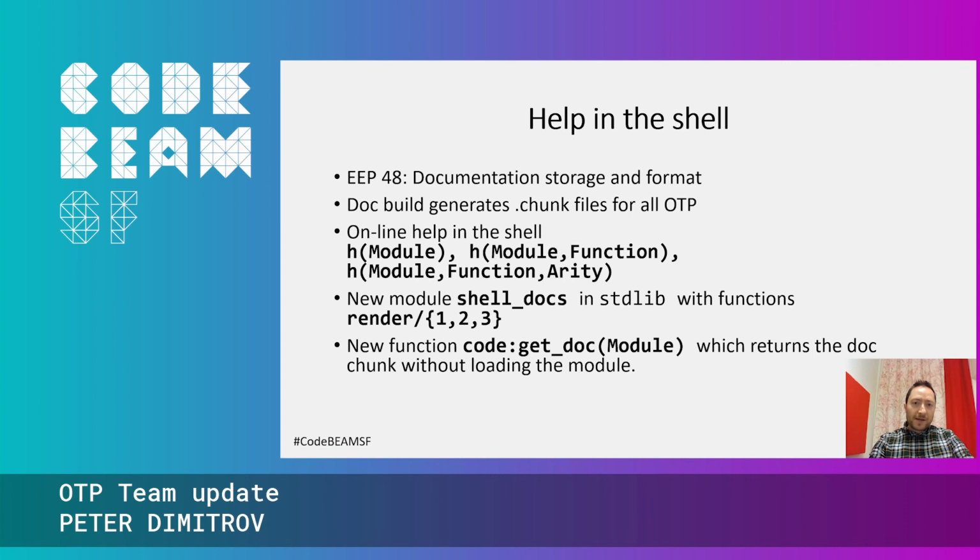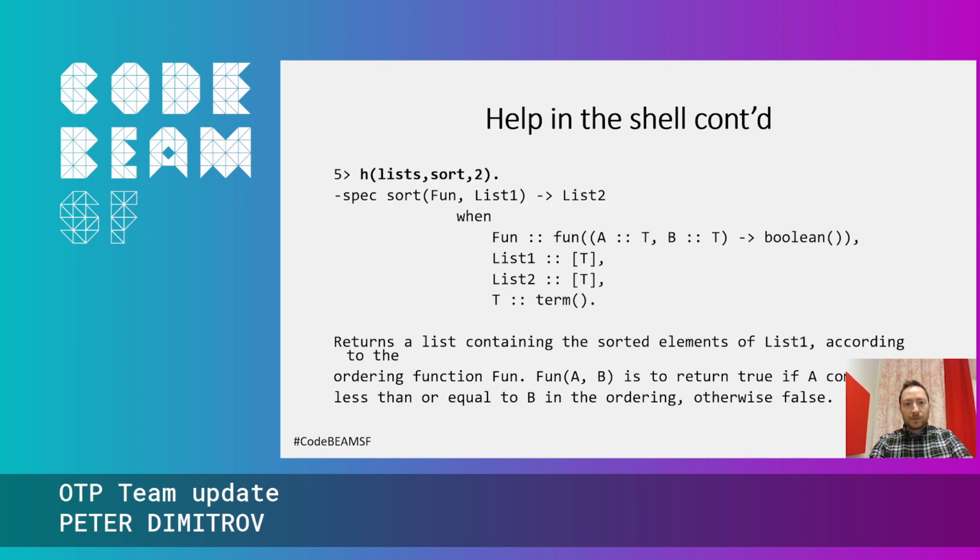We've also added a new module, shell_docs, with functions for rendering documentation for the shell. This can be used, for instance, by language server protocol implementations. The code module also got a new function, get_doc, which returns the doc chunk without loading the module. And here's an example, calling the help function on lists:sort with the RT2.